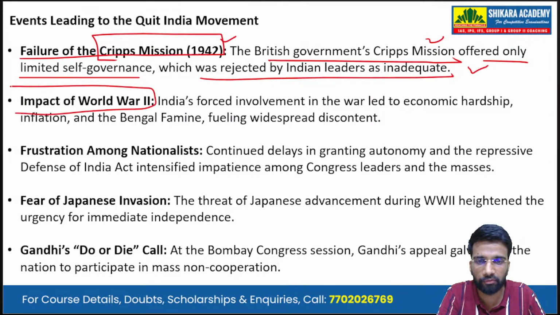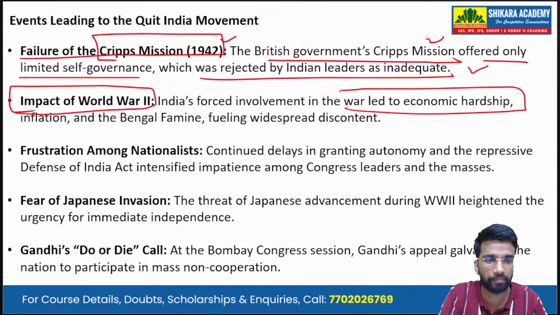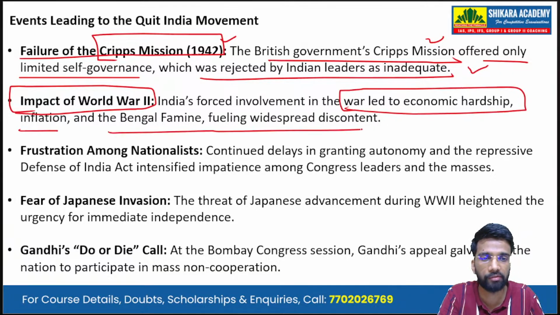Then was the impact of World War II. India's forced involvement in the war led to economic hardship, inflation and the Bengal famine, which fueled widespread discontent.